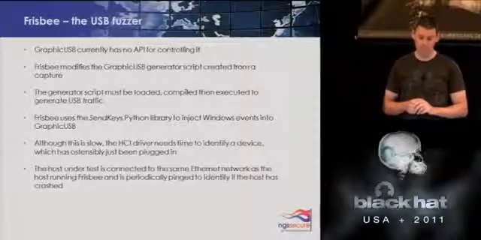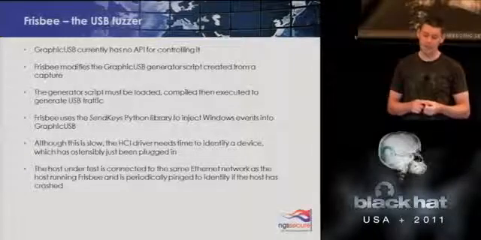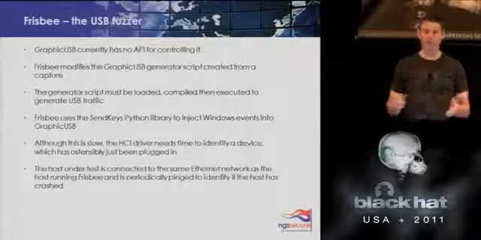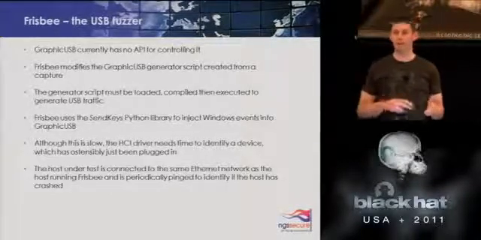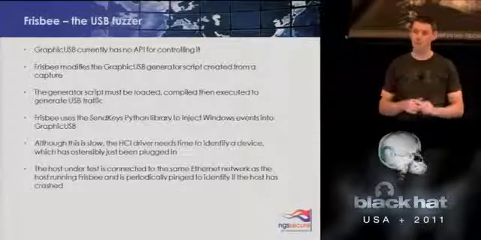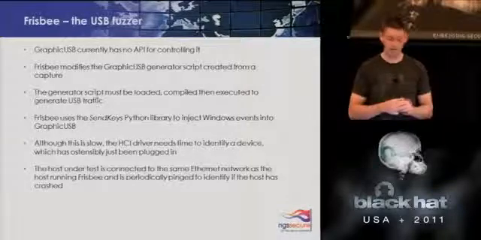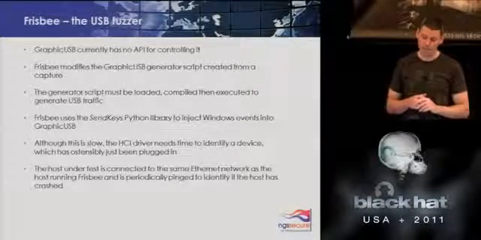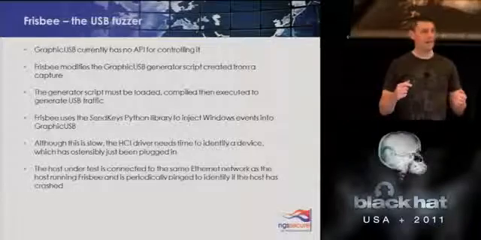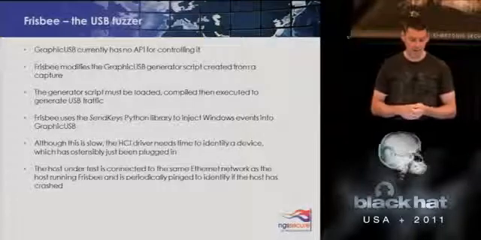So although it's not a particularly elegant solution, Frisbee uses the SendKeys Python library just to inject Windows events into that GUI. Only a small amount of interaction is actually required with that GUI because when you kick it off, you can use the name of the script that you want to use as a parameter, and then all you need to do is hit F5 to compile it and F7 to execute it. So with a small amount of interaction, using the SendKeys library, we can do that. And yes, it's not the ideal solution because it looks a bit clunky. We're interacting directly with the GUI, and it's quite slow.